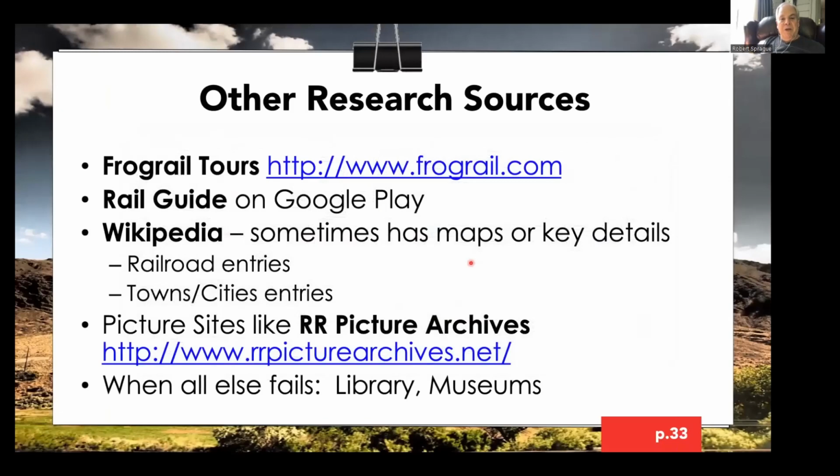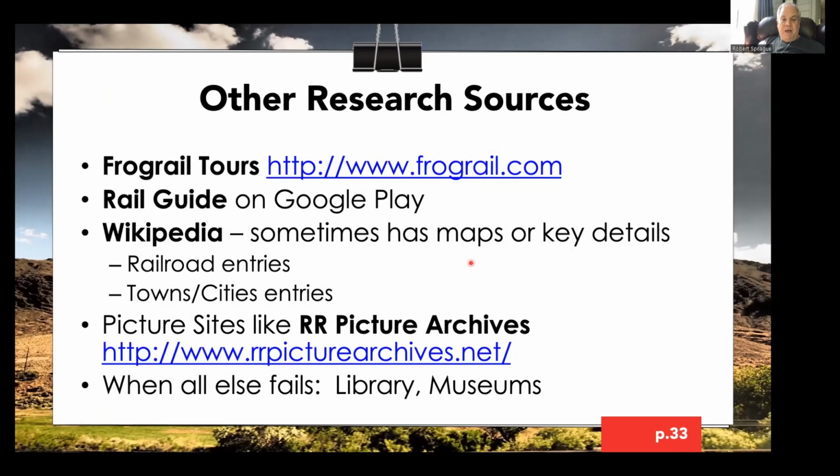And then there's a lot of other research sources. I suspect many of you have played with the Frog Rail tours, which are spotty again. They don't certainly cover every railroad line in the country, but when they are available, they can be really helpful at interpreting what you see on a map, and they'll be full of a lot of detail about history and track patterns and industries and things like that.